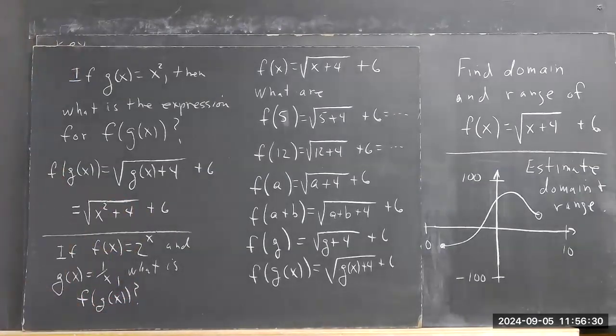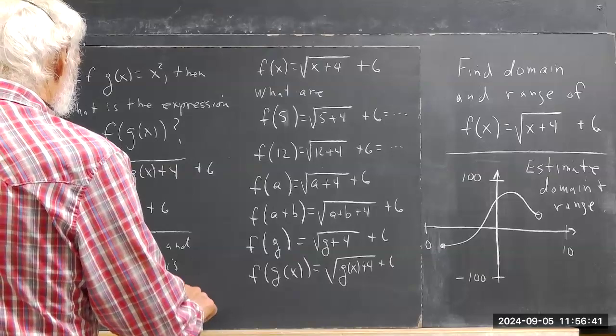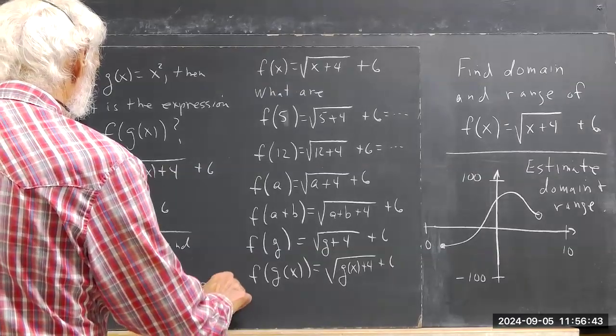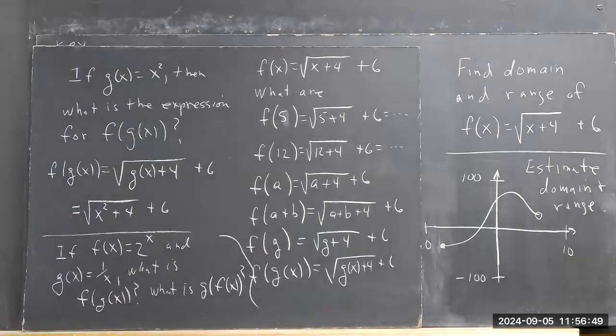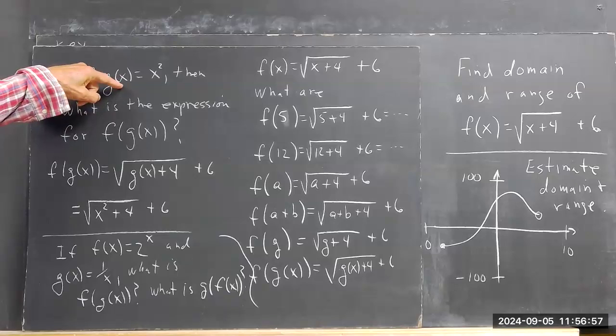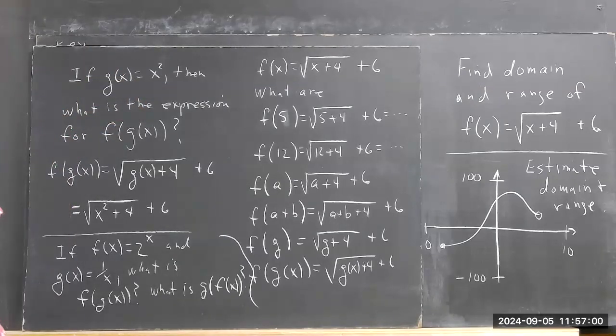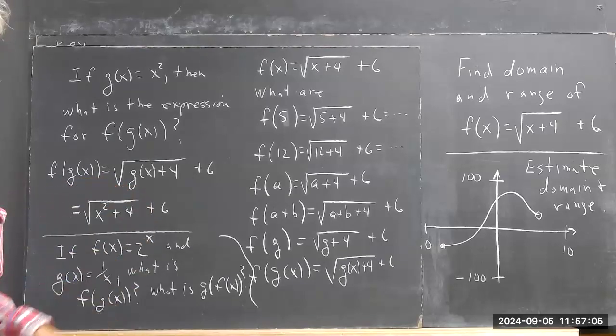If f of x equals 2 to the x and g of x equals 1 over x, then what is f of g of x? And what is g of f of x? Now, as I did here, your first step ought to be just replacing x here by g of x, right? After you replace it by g of x, then you can look at what g of x is equal to. You replace with that, right?